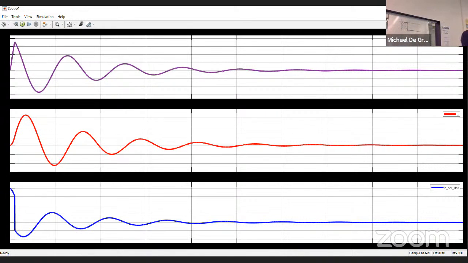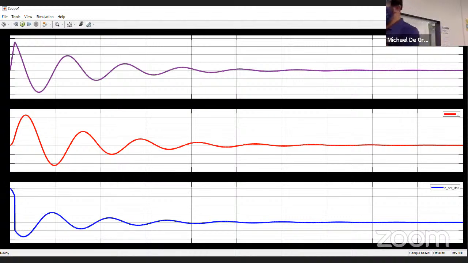The top one is my position, the middle one's my velocity, the bottom one's my acceleration. So what do I have going on here, right? Well, I've got some second order damped sinusoid response for my position and my velocity, but notice my acceleration actually starts at a non-zero value, right? The other two start at 0.